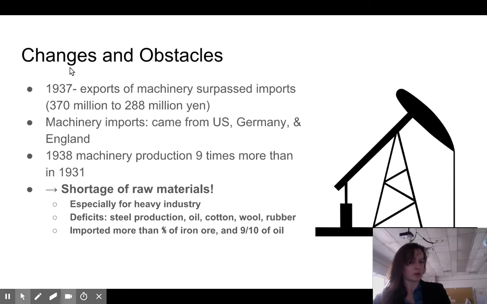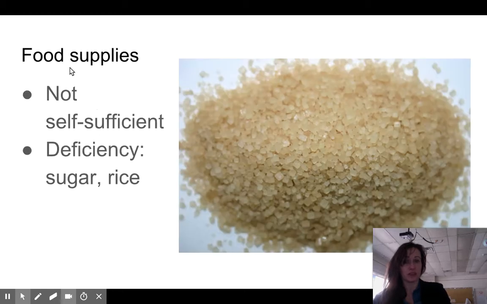And remember what we discussed about what happens with all this rapid change. Now here's the issue. If it wants to keep industrializing, right, it wants to keep going, but it needs more raw materials, right? Look at Japan. It's an archipelago. It's a couple of islands, right? Where is all this stuff going to come from? They don't have enough for steel production, for oil, for cotton, for wool, for rubber. Deficits, right? It needs to get that someplace else. So by this point, it imported more than 4/5 of its iron ore and more than 9/10 of its oil, right? That makes an important difference.